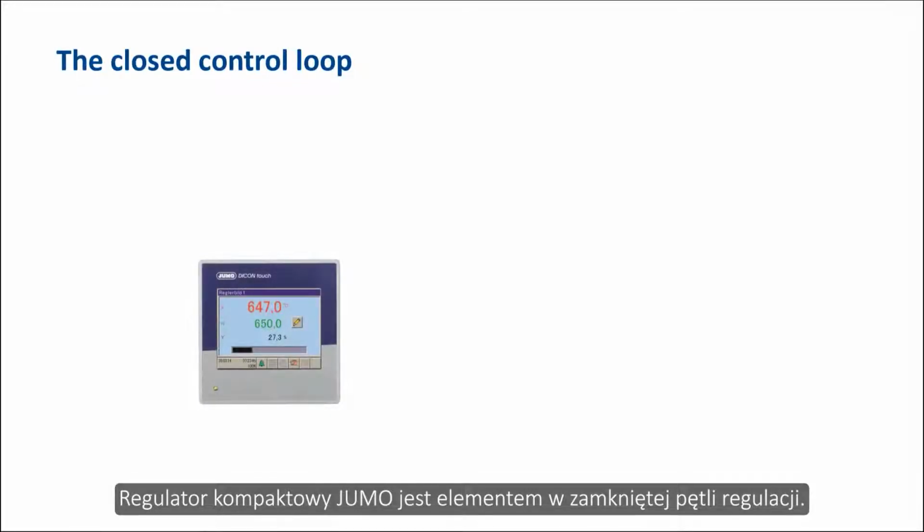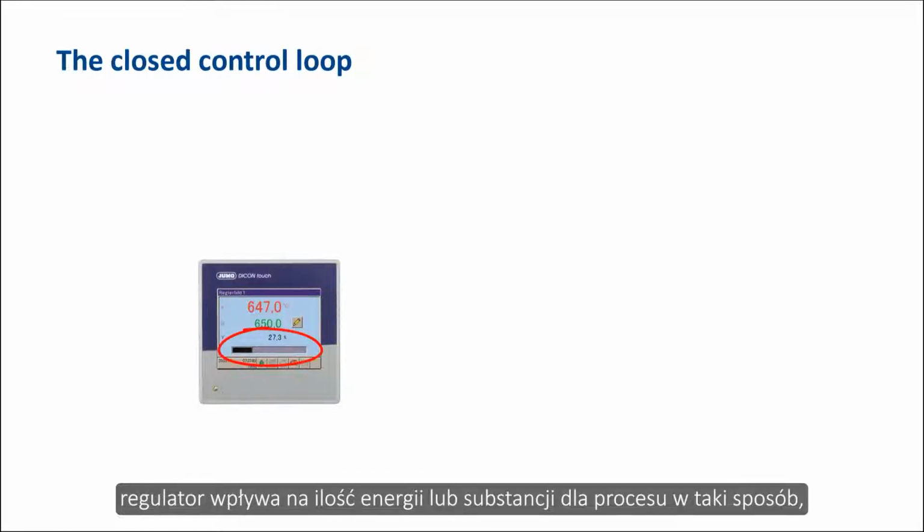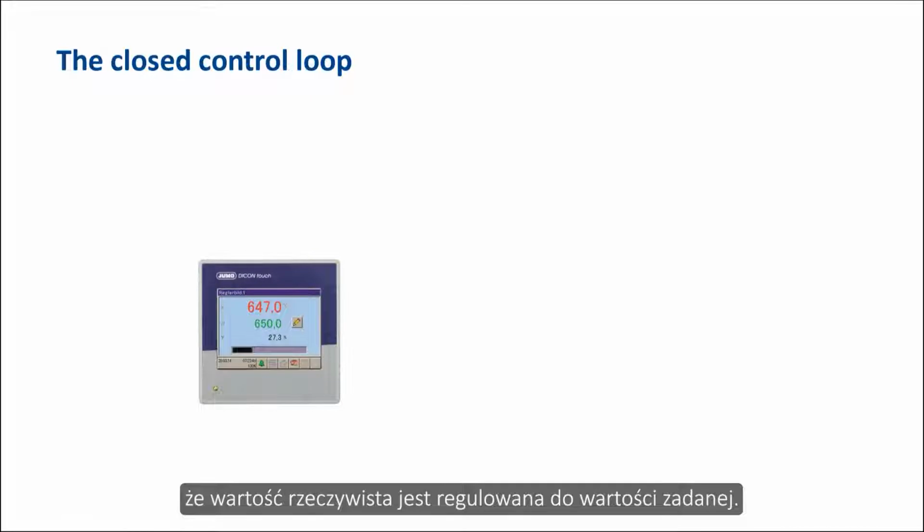The JUMO compact controller is a component in the closed control loop. On it, the setpoint is specified. By varying its control output, the controller influences the amount of energy or substance for the process in such a way that the actual value is controlled to the setpoint.